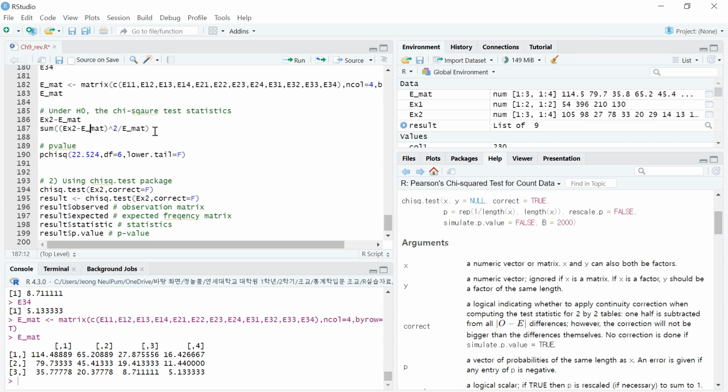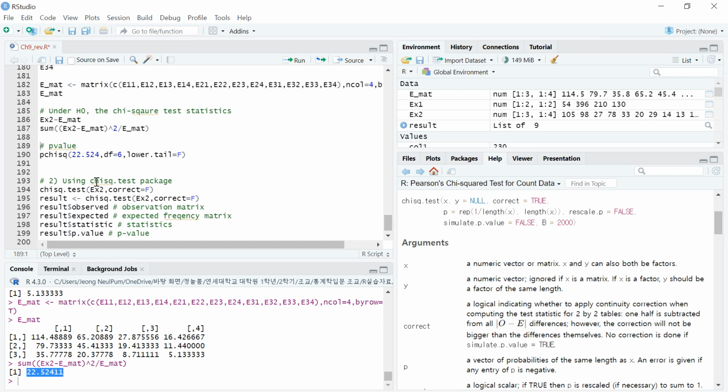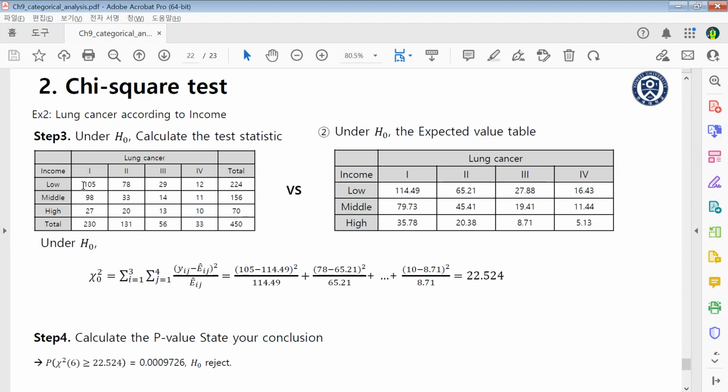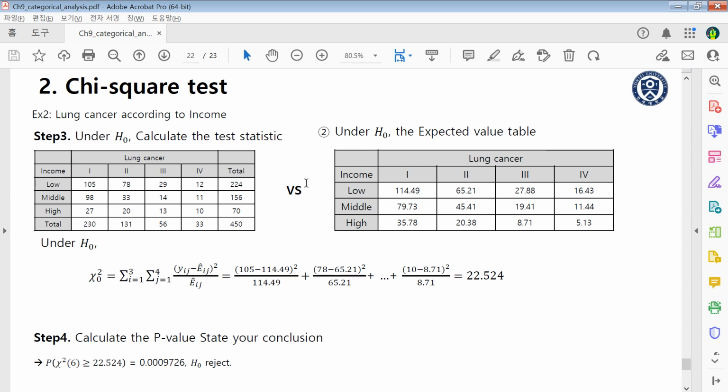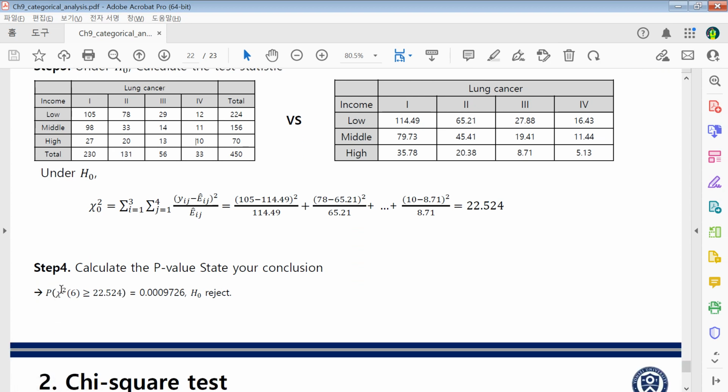So with only this one line of code, we can get the test statistic, which follows the chi-square distribution with degrees of freedom as 6, because we have 3 by 4 samples. Our degrees of freedom is 3 minus 1 multiplied by 4 minus 1, which is 2 multiplied by 3, which is 6. This is the reason why we use the chi-square distribution with degrees of freedom 6.